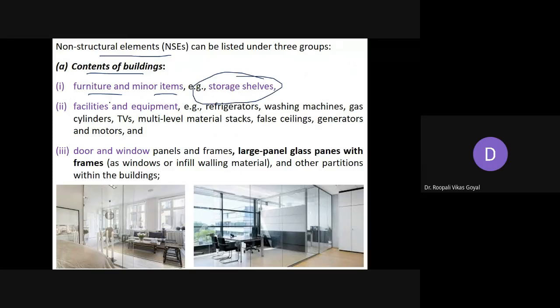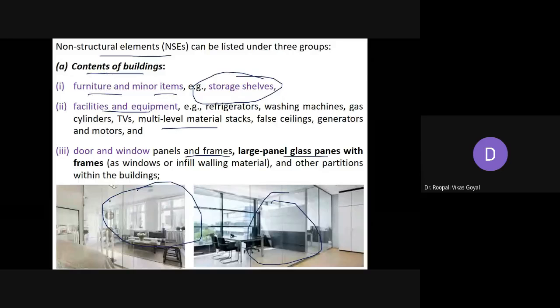Then facilities and equipment: all your furniture, then refrigerator, washing machine, gas cylinder, TV, all are included in facilities and equipment. Doors and window panels, so frames, large glass panels are fitted in the frames. So these are all responsible for giving certain amount of loads and are to be properly secured. Otherwise, whenever there is some earthquake, the shaking of all these elements may also result in secondary disaster. So they should also be properly secured.